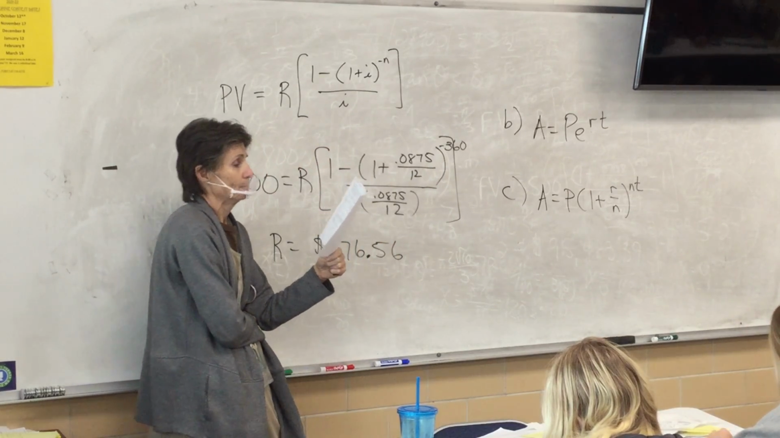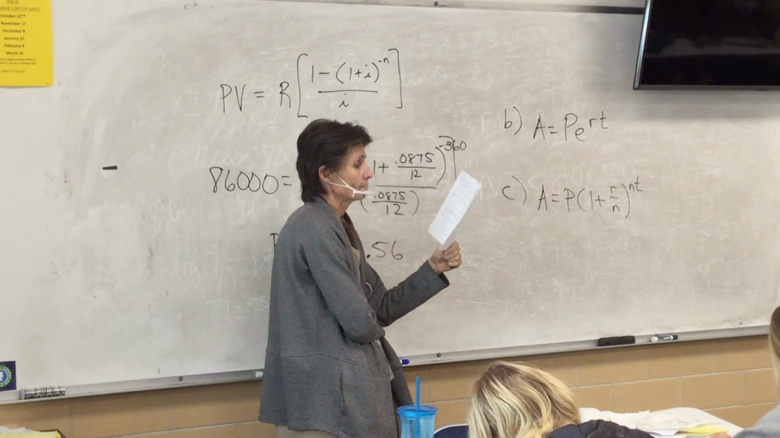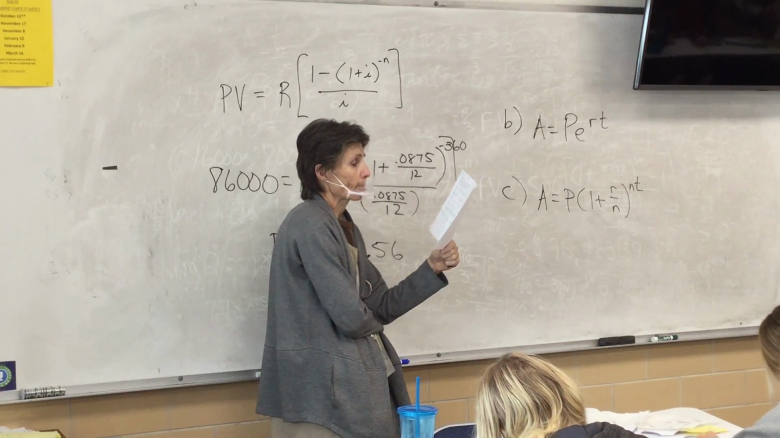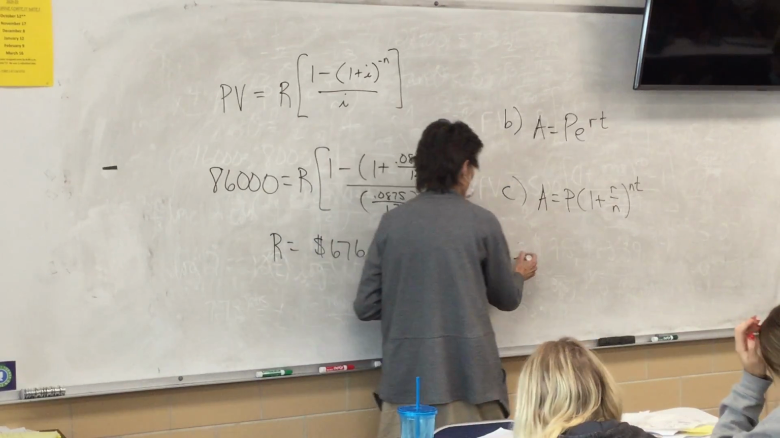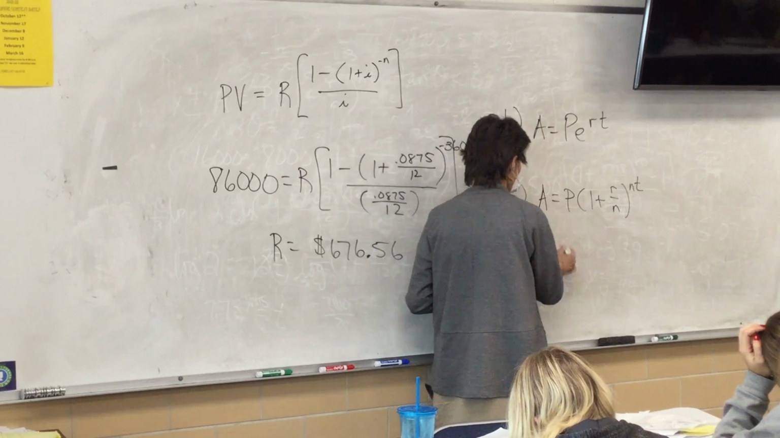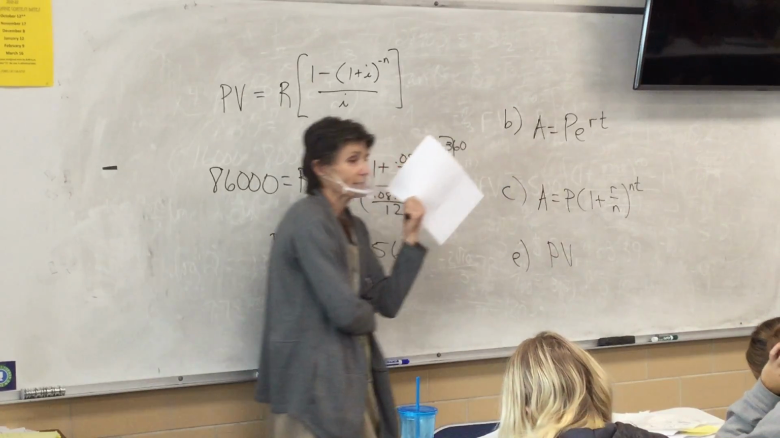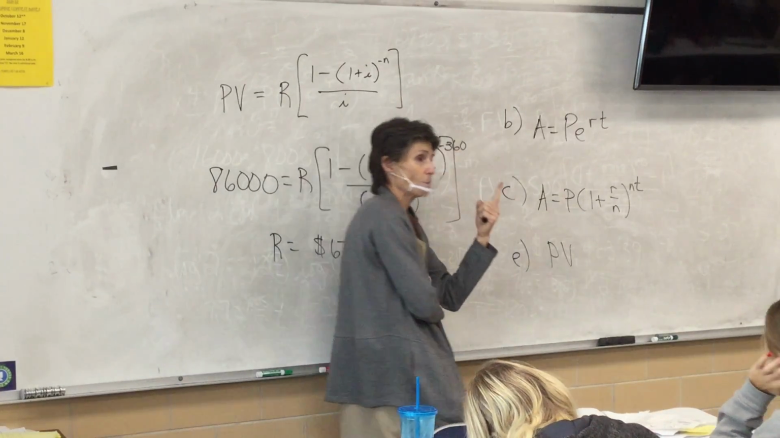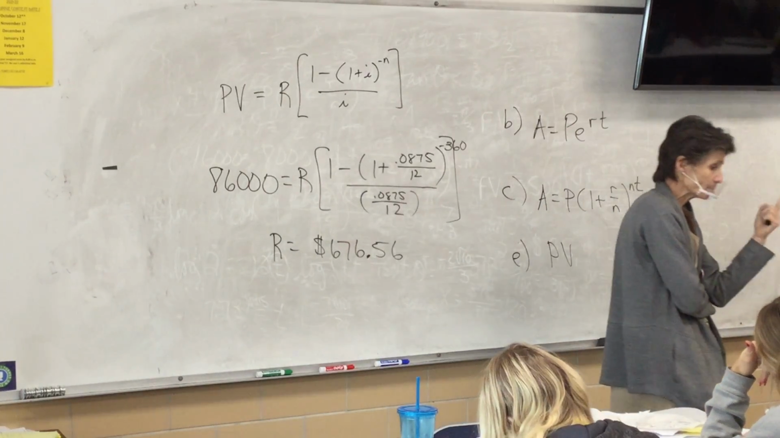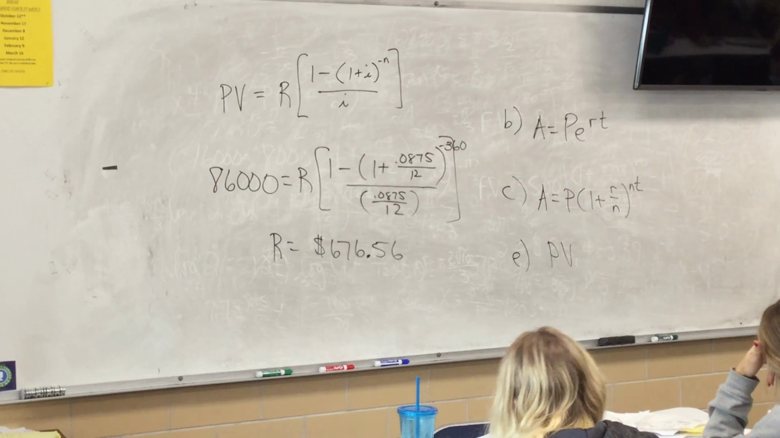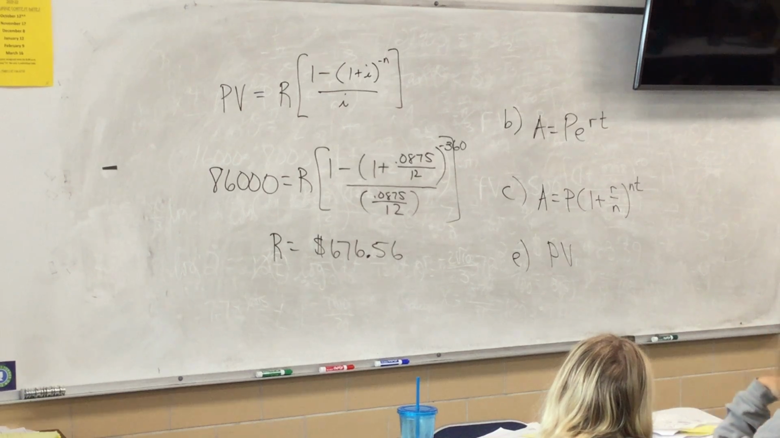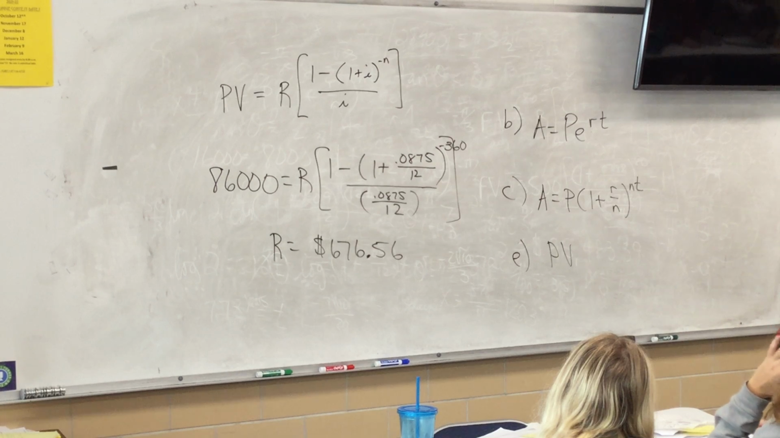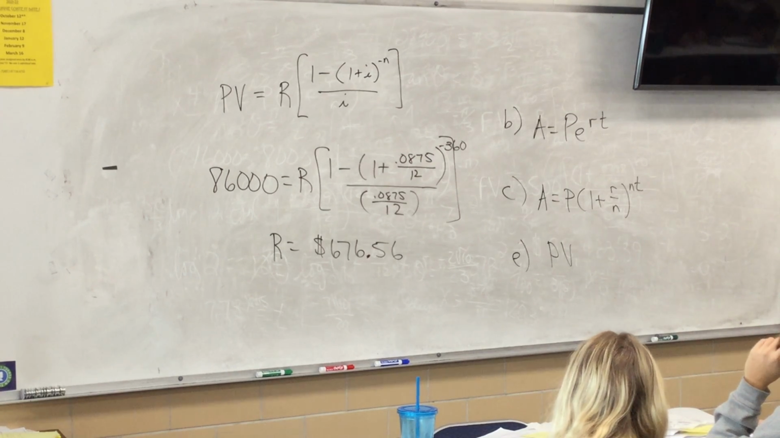What about E? What's E going to be? Present value. Why is E going to be present value? Two things. Number one, are payments being made? Yep. And number two, are we paying off a loan or saving for the future? We're paying off a loan. That's present value. So we're making payments, that tells me I'm either PV or FV. And then in this particular case, I'm paying off the loan.